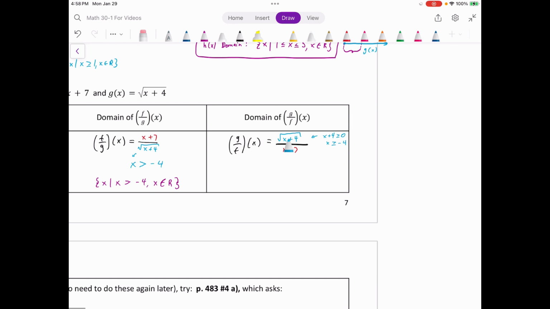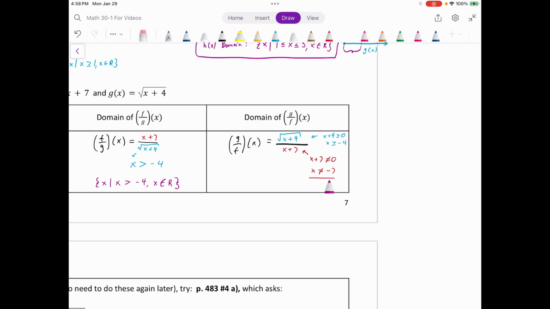We can divide 0 by stuff. We just can't divide stuff by 0. 0 over stuff is just 0. It's not undefined, it just equals 0. Dividing by 0, that's what's undefined, which leads nicely into this fact. X plus 7, we're dividing by it, so x plus 7 cannot equal 0, and therefore x cannot equal negative 7. Okay, so with that in mind, what's our domain?